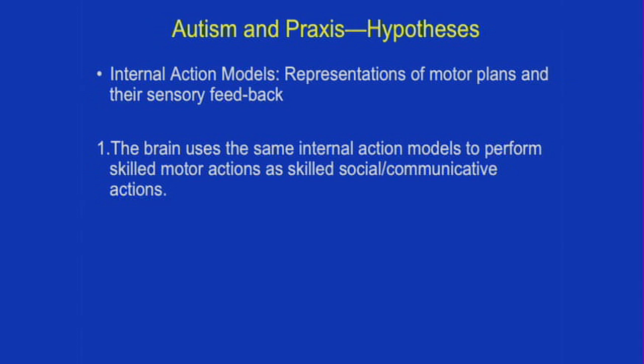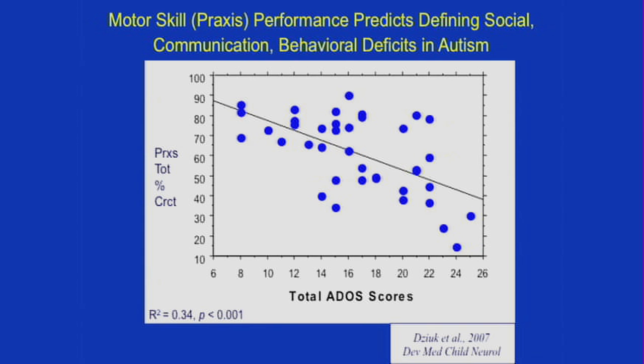Furthermore, and I think I'm talking about something here that many of you understand and know, with this mirror neuron notion, the brain uses the same internal models to perform skilled motor actions, not only as skilled motor behaviors, so there is that notion that these things may be interrelated, and we have actually found, and this is from the second study we did on praxis, where we examined this association, we found an association between % correct on praxis and total ADOS scores, with higher ADOS scores associated with poor praxis performance.